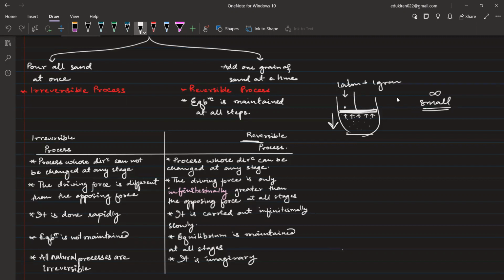Opposing force क्या है आपका? The pressure that is given by the gaseous molecules. उससे थोड़ा ही सा ज्यादा होगा ना, right? थोड़ा सा ज्यादा क्या होगा आपका? थोड़ा सा ज्यादा होगा 1 grain of salt डालने के बाद. Okay, so the driving force is only infinitesimally greater than the opposing force at all stages.